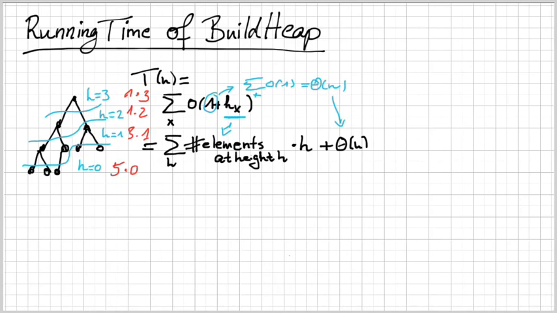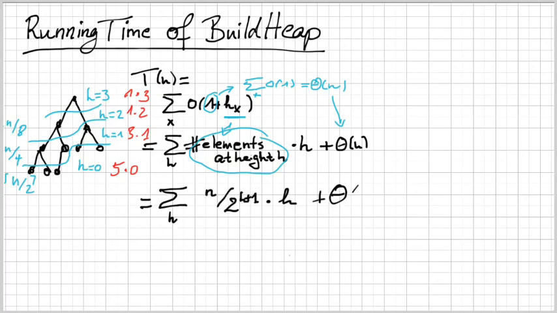So now we have to look at how many elements of a certain height I have. Half of the nodes are leaves, half of the remaining nodes are of height 1, and so on. So if we write this out, this is n/2, and then essentially n/4, n/8, and so on. So the number of elements is n divided by 2 to the h plus 1. For the leaves, h is 0, so that's n/2, and so on. And now this is multiplied by h, because every node contributes its height.